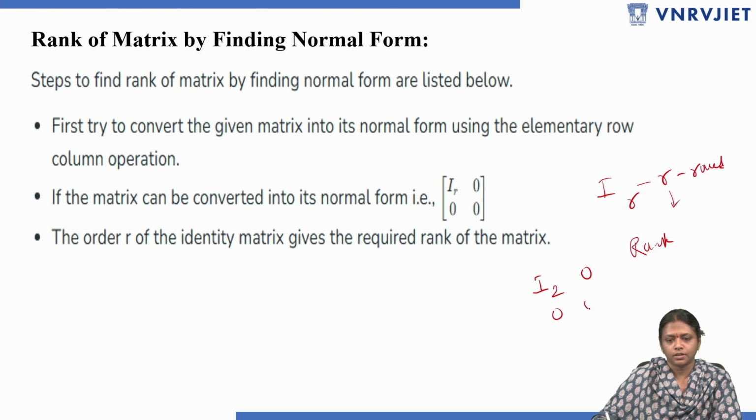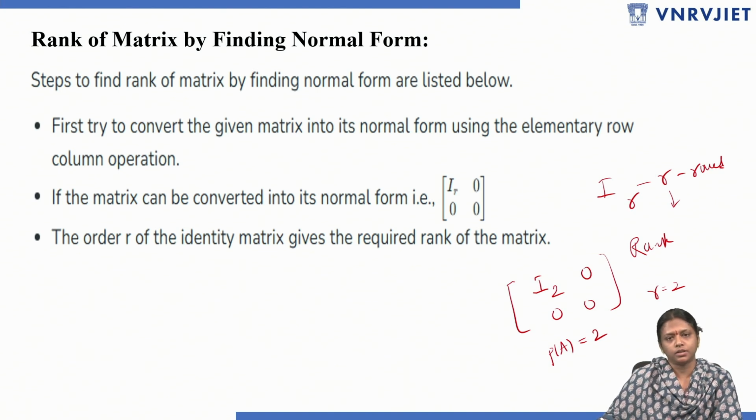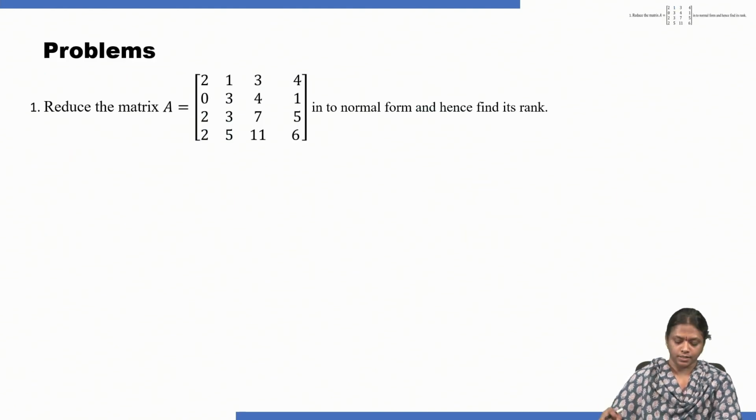Like this, if this is a standard form, I can say it is I suffix r, where r is equal to the order, that is, the second order. So the rank of a matrix using normal form is equal to the order of the identity matrix, that is 2. Similarly, we may get an identity matrix of order 3 or order 4 and so on. Here the order r of the identity matrix gives the required rank of the matrix. So whenever you are using normal form, keep these steps in mind.